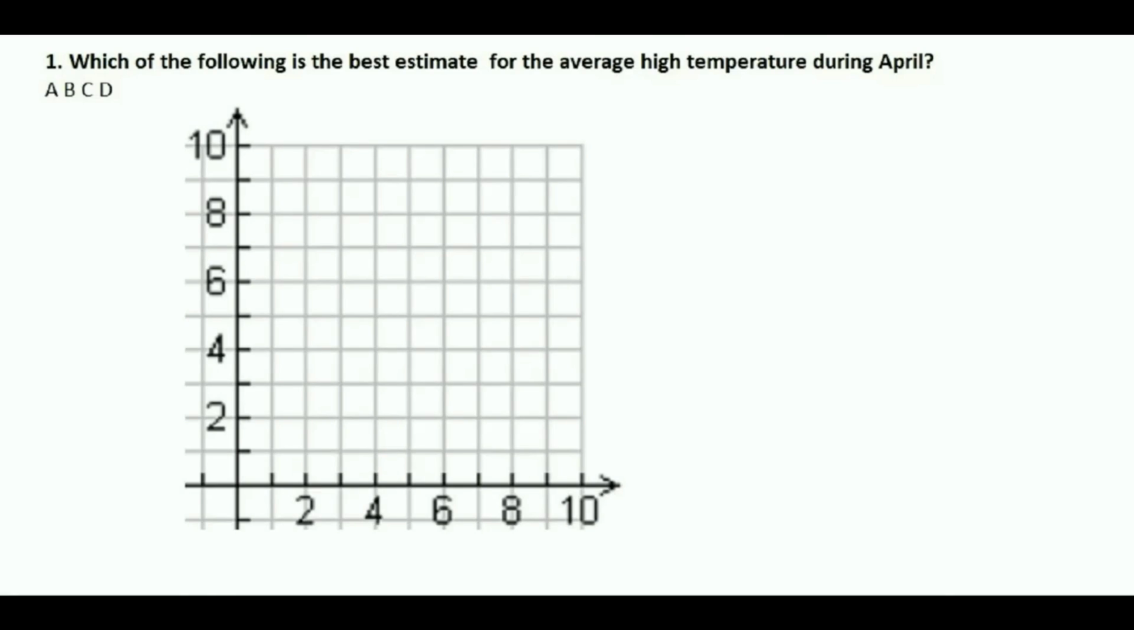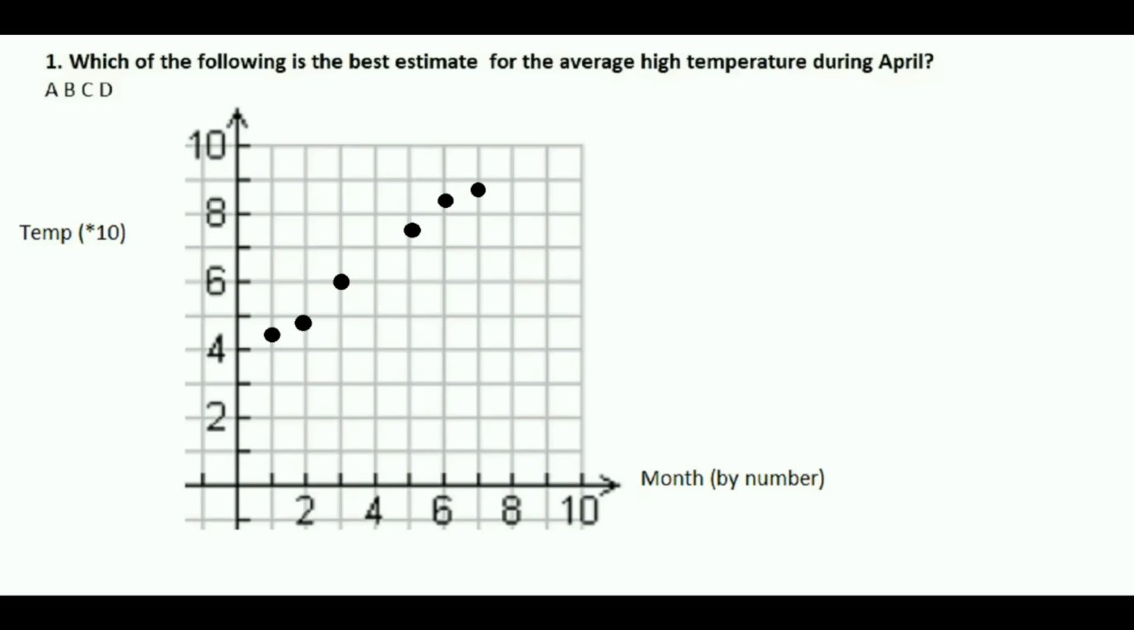Alright, so number 1 asks us which of the following is the best estimate for the average high temperature during April. There's a chart in the book that looks a lot like this. This is the positive quadrant of our coordinate plane, the upper right hand corner. We have our temperature up the y-axis, so just multiply my numbers by 10. And our months are down here on the x-axis, so 2 would be February, 4 would be April, and so on.